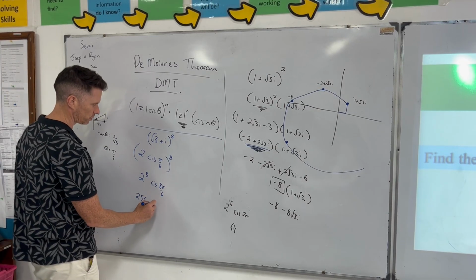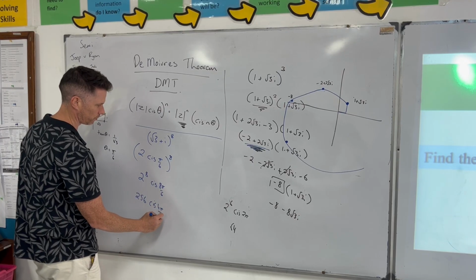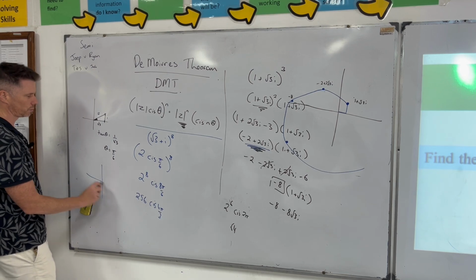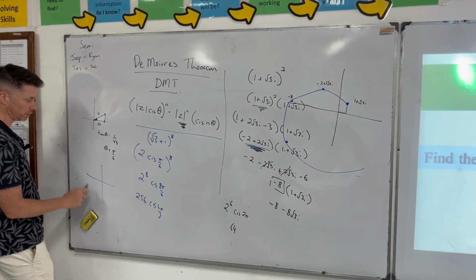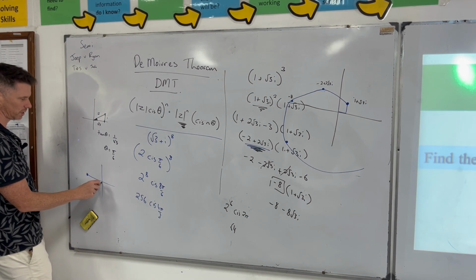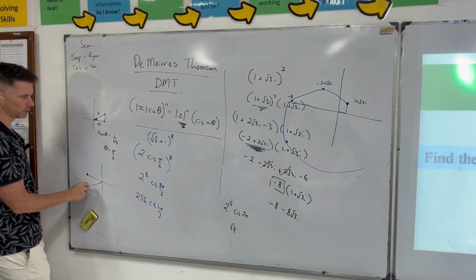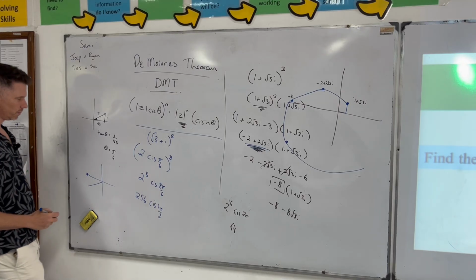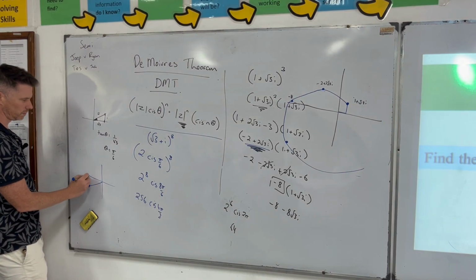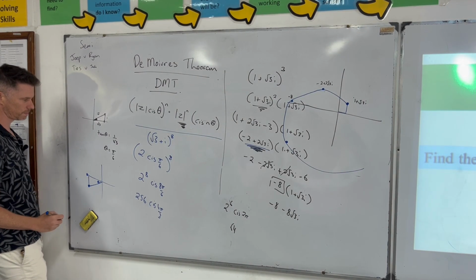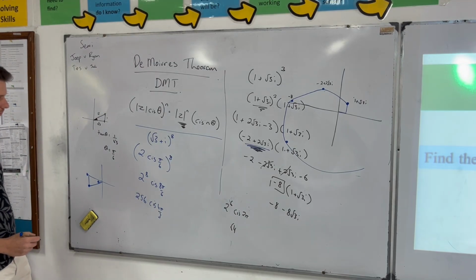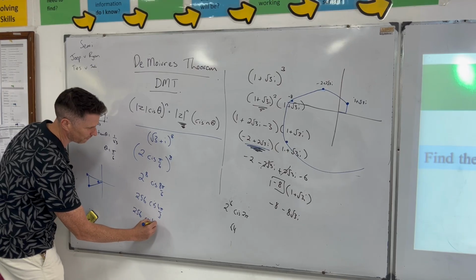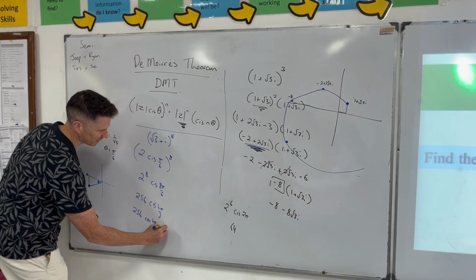I need to convert it back into Cartesian form. So where does 4 pi over 3 sit? 4 pi over 3 is past 3 pi over 3, isn't it? So it's down here. Okay, so we have to get our signs right. I think they're both going to be negative, aren't they? So negative 1 over 2 and negative root 3 over 2. So 256 cosine 4 pi over 3 plus i sine 4 pi over 3.